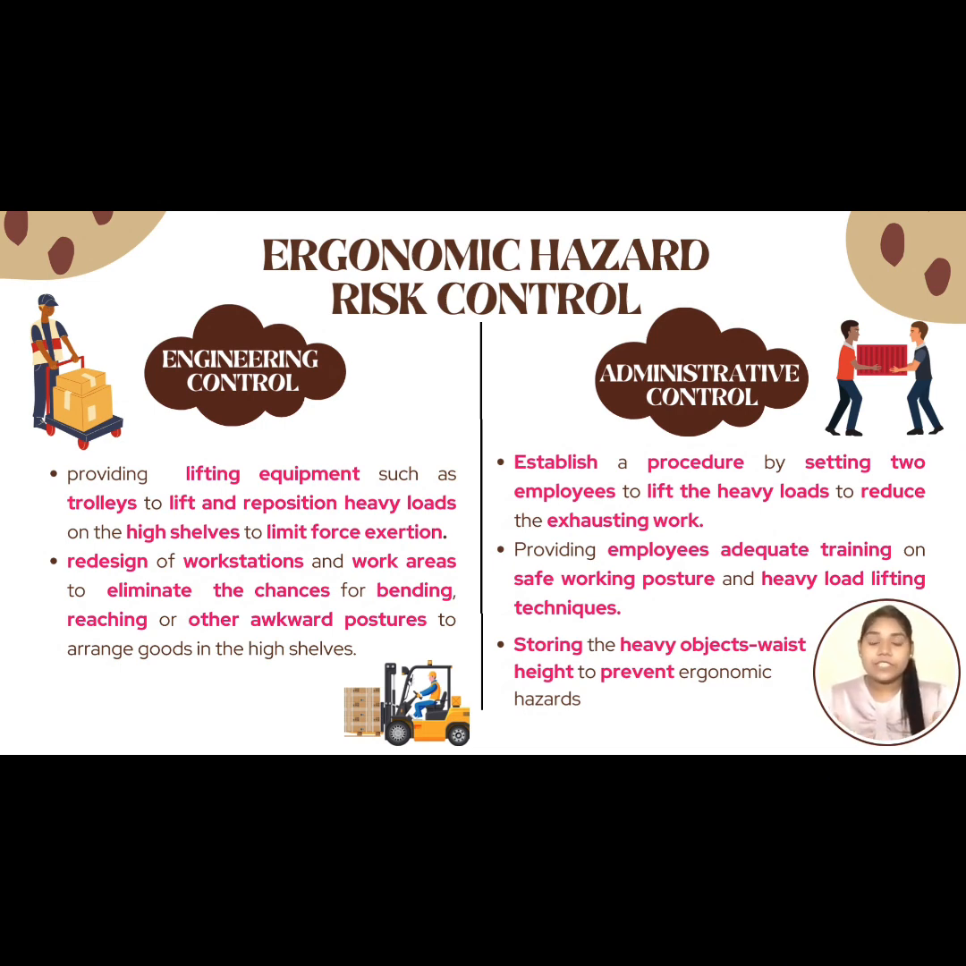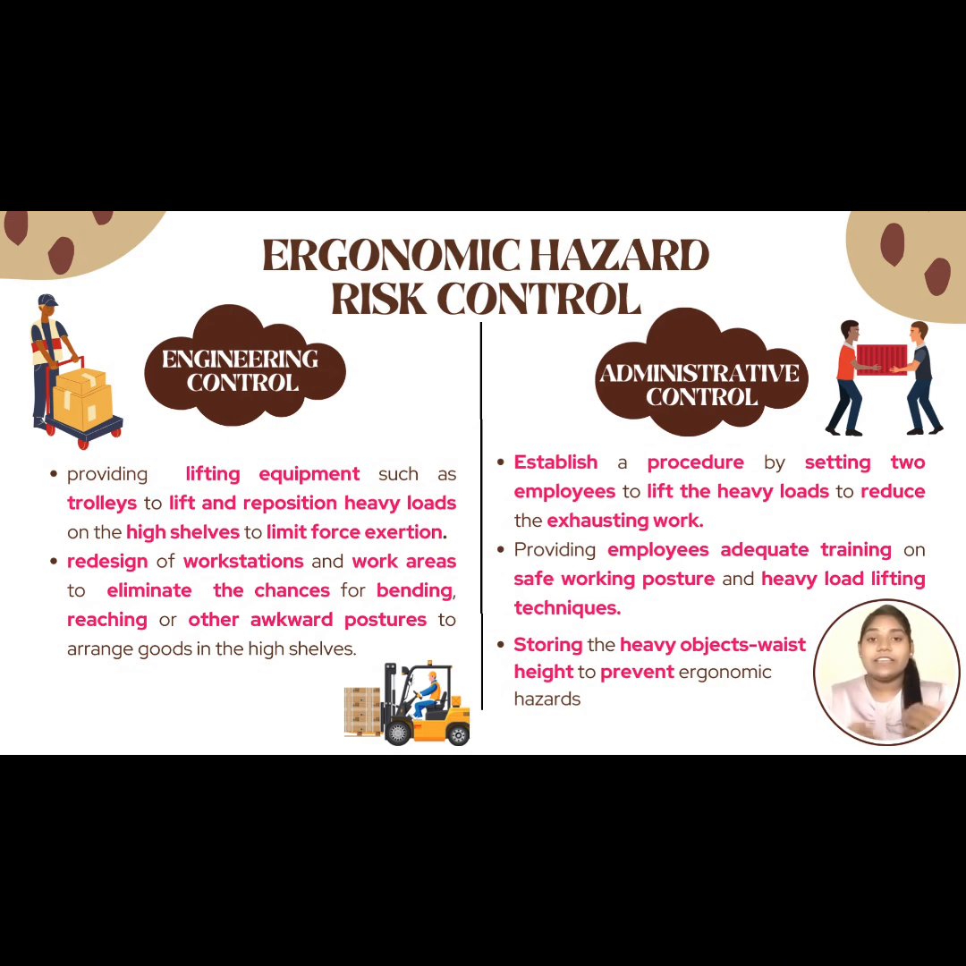supermarket. The risk control measures for ergonomic hazards in the V-Mart supermarket includes both engineering controls and administrative controls. The engineering controls may involve providing lifting equipments such as trolleys to lift and reposition heavy loads on the high shelves to limit force exertion.